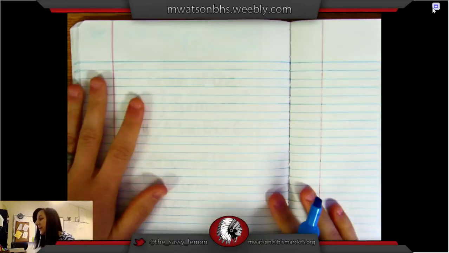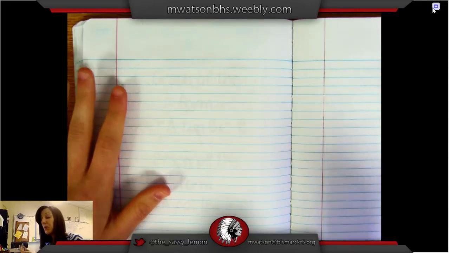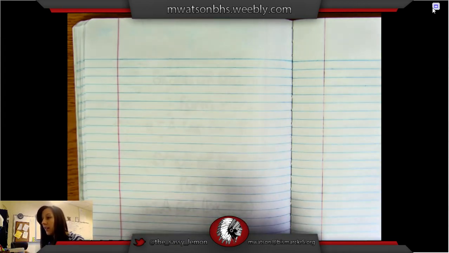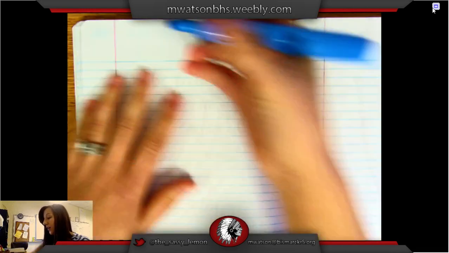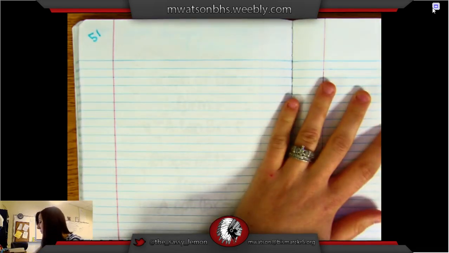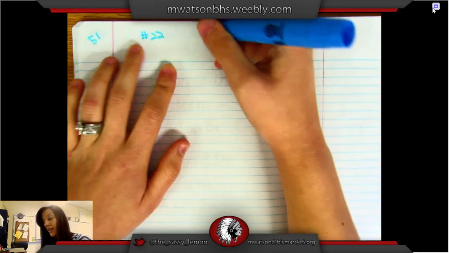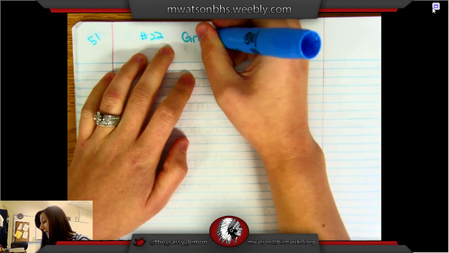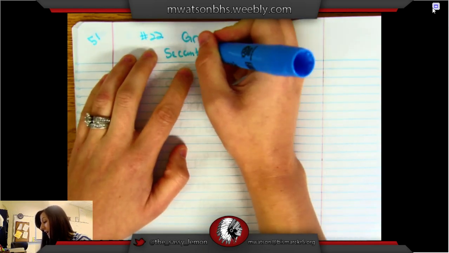Alright, so today we're going to be learning what I consider a fairly simple lesson, because as long as you can graph sine and cosine, you can graph secant and cosecant. So these are on pages 51 and 52, and this is lesson 22, graph secant and cosecant.